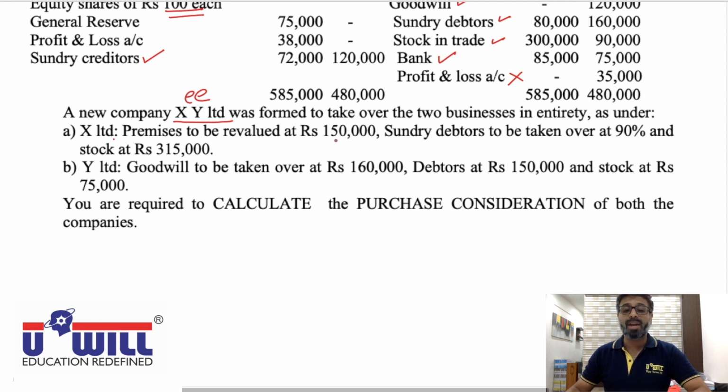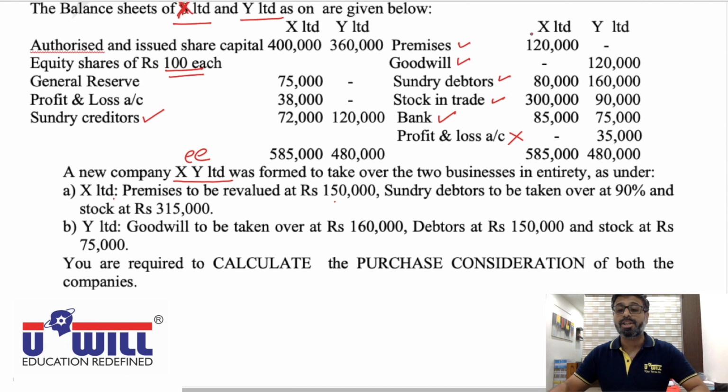Premises is to be revalued at 1,50,000. In the balance sheet you can see it's 1,20,000, but its agreed value is 1,50,000. So we have to take agreed value in the formula. Sundry debtors to be taken over at 90%. Okay, we are right now talking only about X Limited. You can see in X Limited's balance sheet debtors are 80,000. 90% of 80,000, the agreed value, is 72,000. And stocks' agreed value is directly given as 3,15,000, which in the balance sheet is 3 lakh, but its agreed value is 3,15,000.